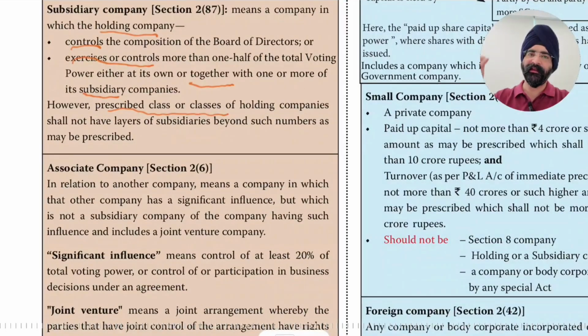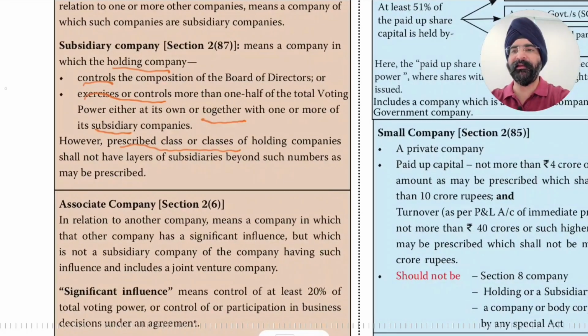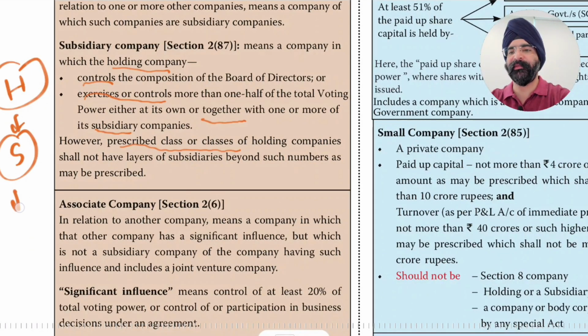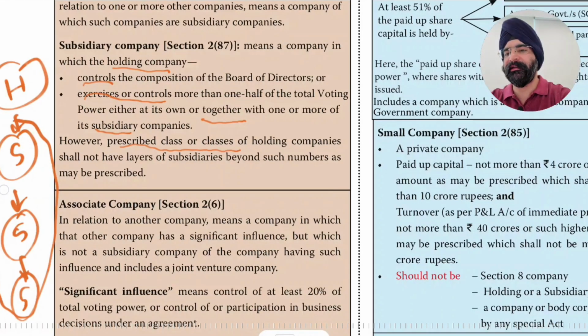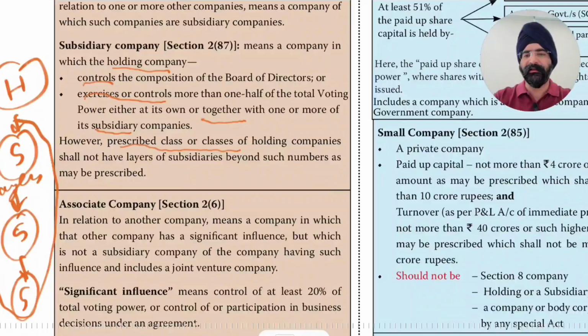Next is layer, means holding under that one subsidiary, under that another subsidiary, under that another subsidiary. So these become layers. So I think it's clear. Holding company, under that subsidiary company, under that subsidiary company, under that subsidiary company. So these are layers.